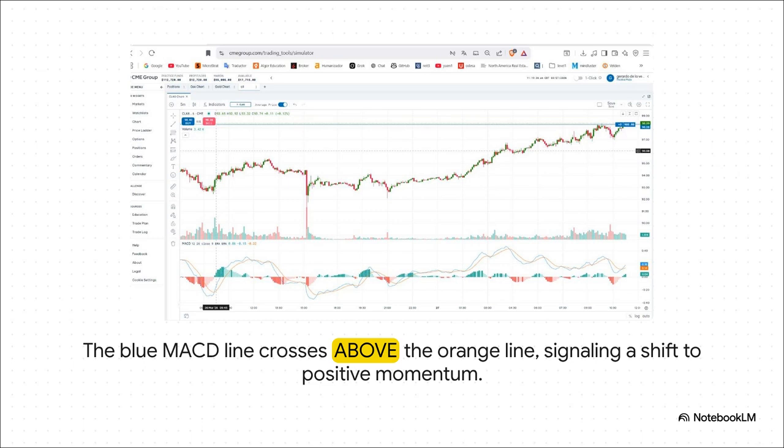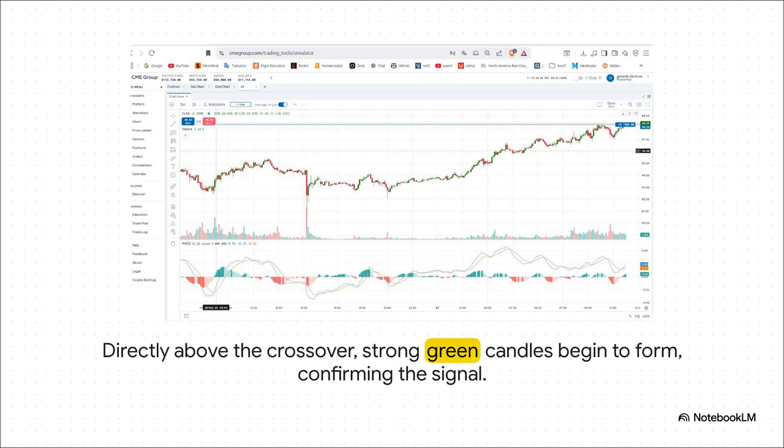You can see the fast blue line crosses above the slower orange line. That crossover, that's our signal. That's the MACD basically screaming at us that momentum is shifting to the upside. The bulls might be waking up. Okay, now, trace a line with your eyes straight up from that MACD crossover to the price chart right above it. What do you see happening at the exact same moment in time?